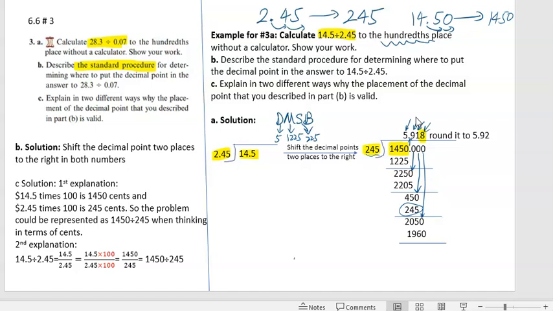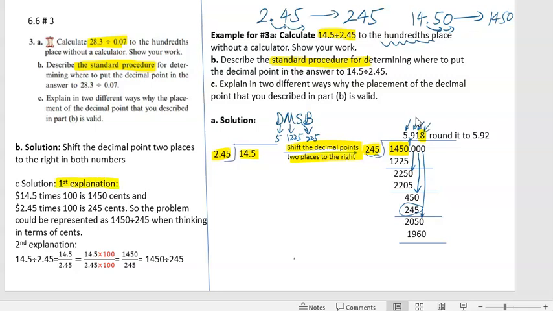Use the standard algorithm to do division. Now part B, we need to describe the standard procedure where to put the decimal point. So you would say shift the decimal point 2 places to the right in both numbers. And that's part B. So part C, we want to explain in 2 different ways why the placement of the decimal point is valid. So why can we move the decimal point? Why can we shift the decimal point to the right the same number of times? So there are 2 explanations.